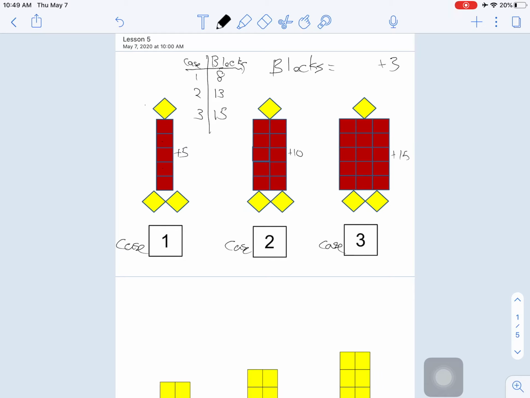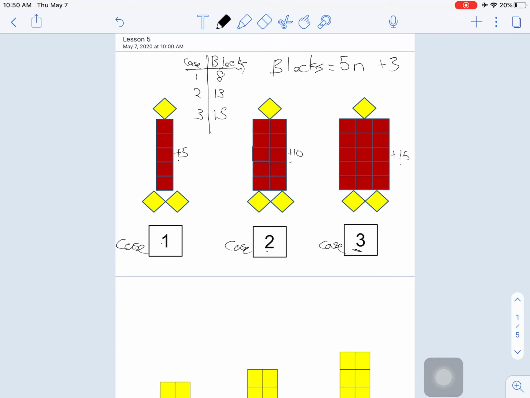500 red blocks. Because notice, this one has 5 red blocks, which is 1 times 5. This one has 10 red blocks, which is 2 times 5. And this one has 15 red blocks, which is 3 times 5. So the formula for this might just be 5 times n.